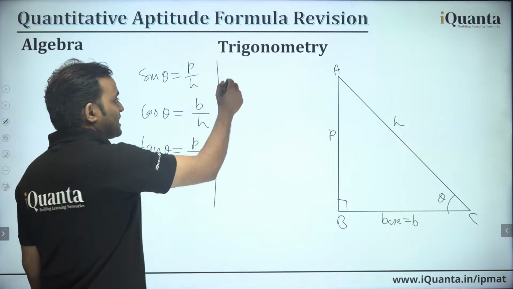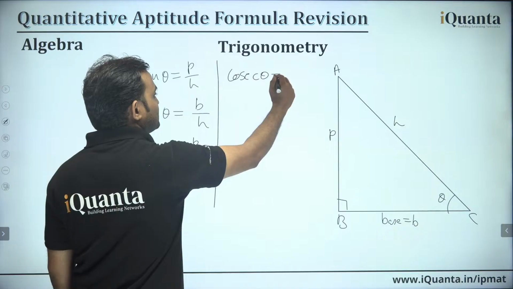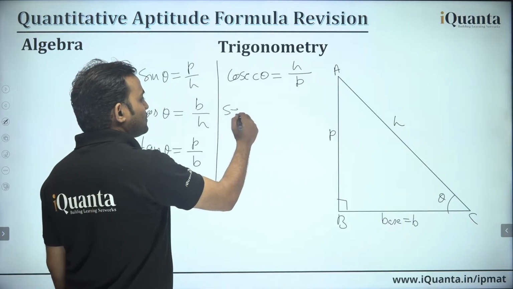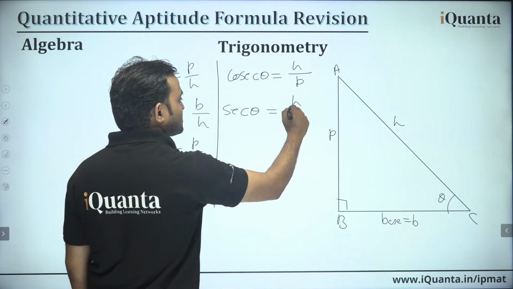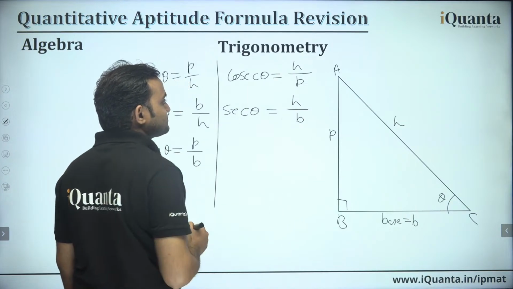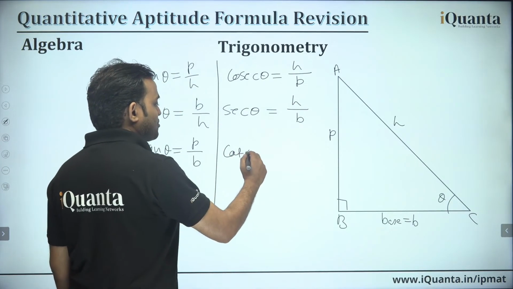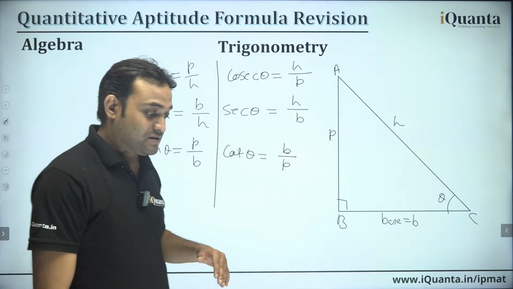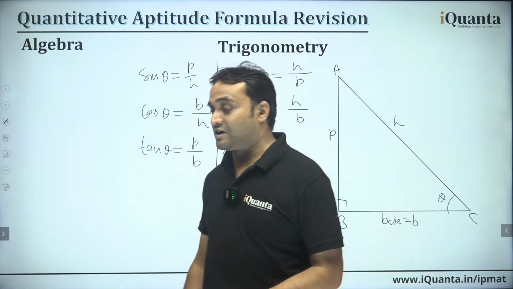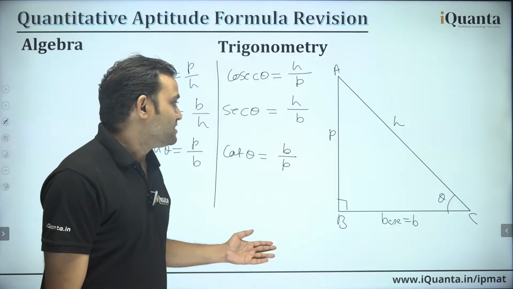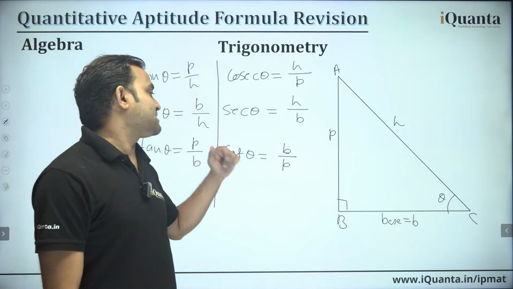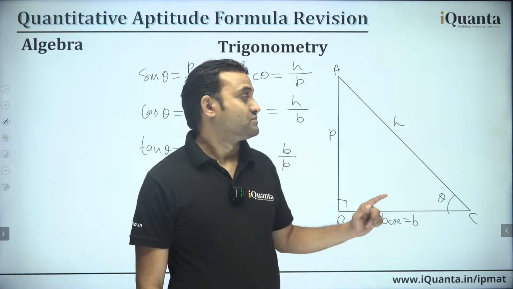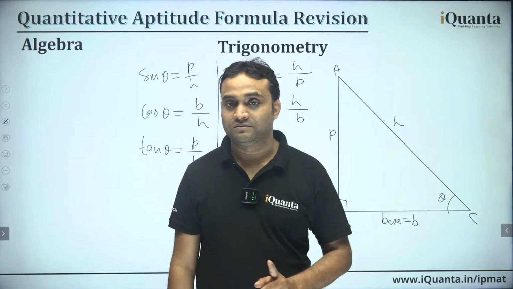Similarly, cosec theta will be just the reciprocal of sin theta, which is equal to H upon P. Sec theta will be the reciprocal of cos theta, which will be H upon B. And cot theta will be B upon P. This is how we find the values of trigonometric functions. If a triangle is given, you can find sin theta, cos theta, tan theta, cosec theta, sec theta, cot theta. All of these values depend on theta, the angle. Or if side lengths are given, you can find the value as well.